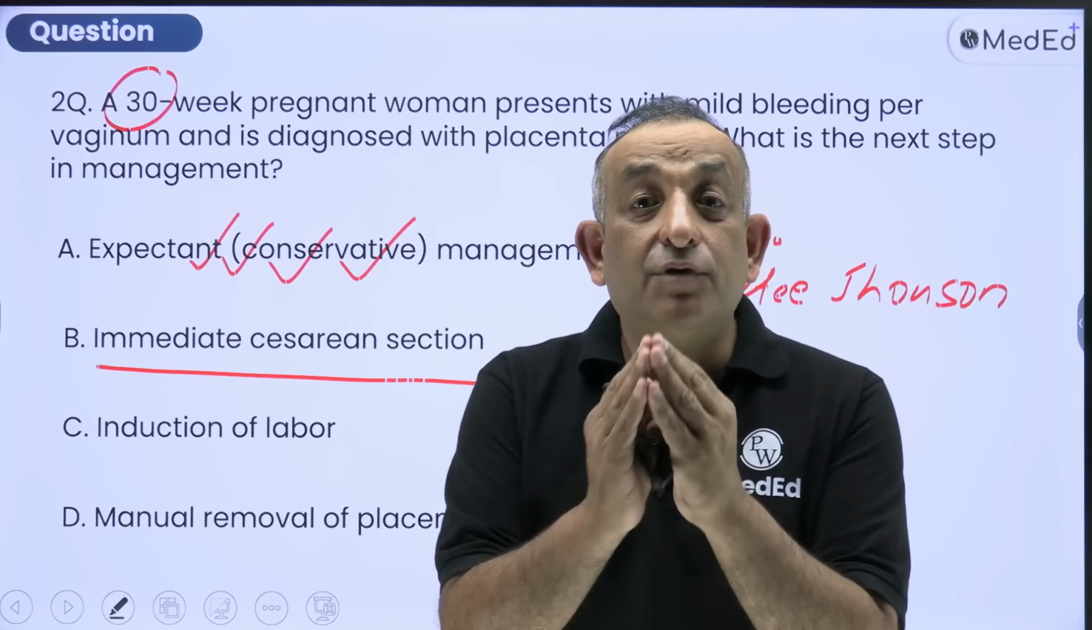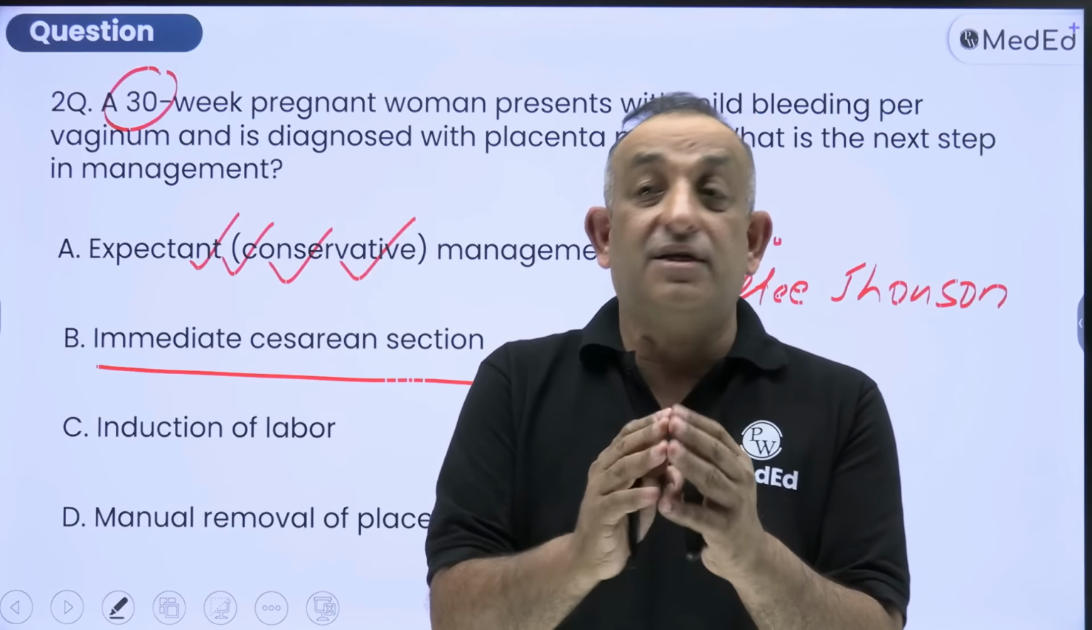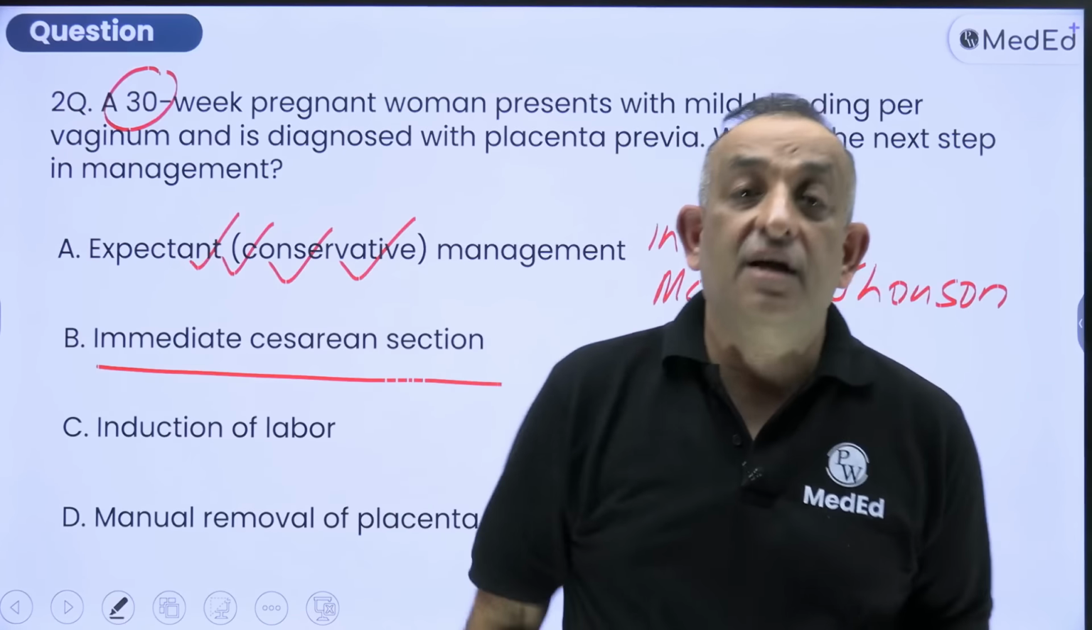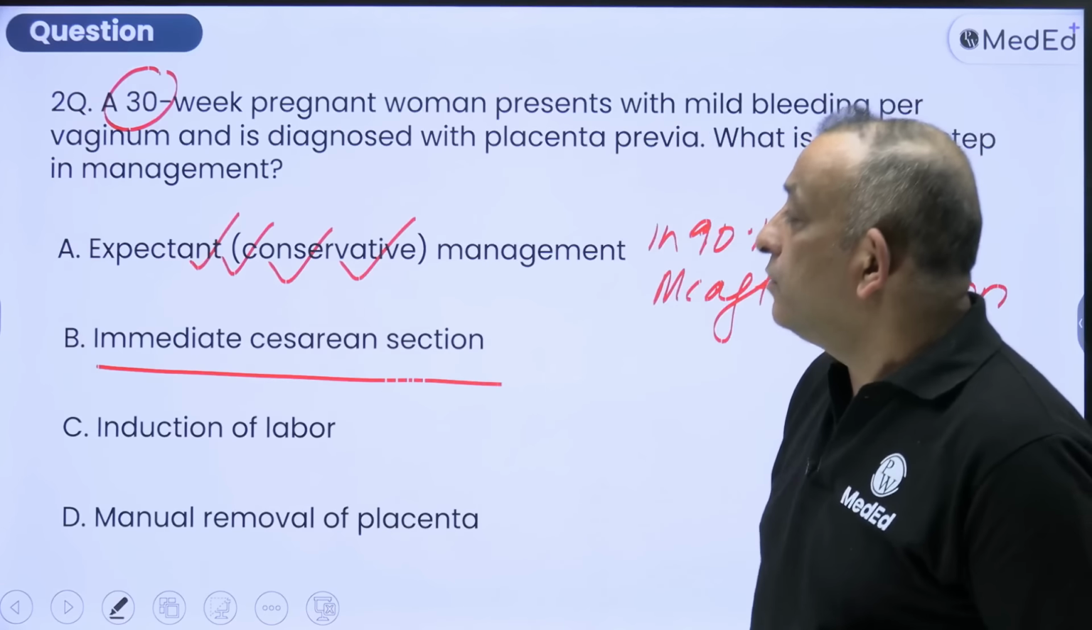Do not give tocolysis in a bleeding placenta previa. She'll bleed more. So please remember these contraindications for the conservative management. Right, guys? Let's move on to the next one.